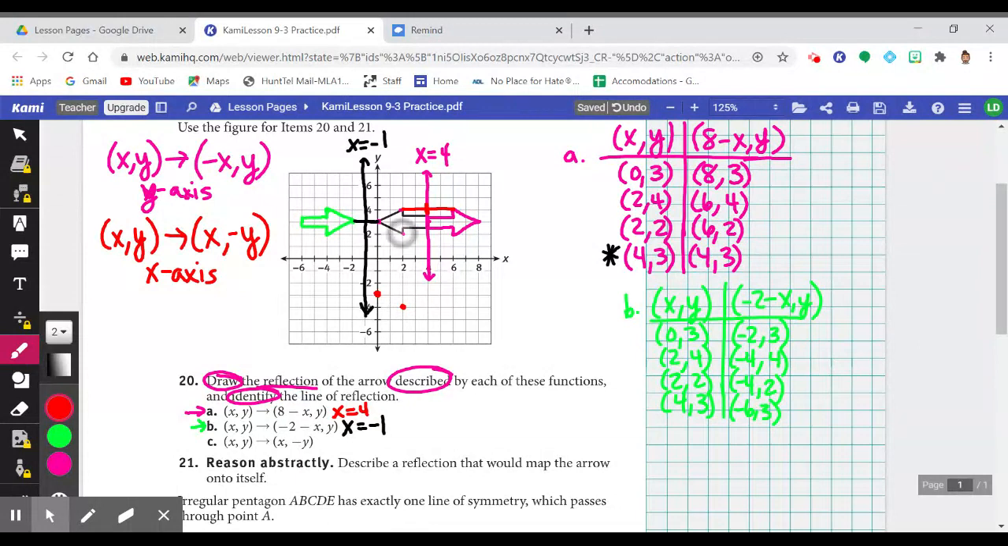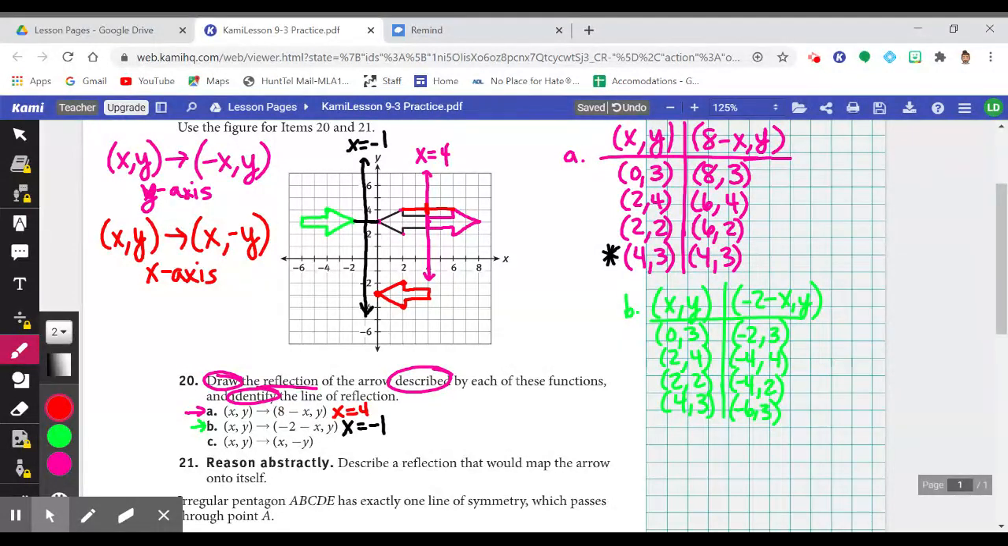Likewise, with this point located at 2, 2, I'm going to go down 2 units to the x-axis, then go 2 more. And so I can finish out my arrow, a reflection across the x-axis. So if you can see, that pre-image flipped across the x-axis to end up here, the image.